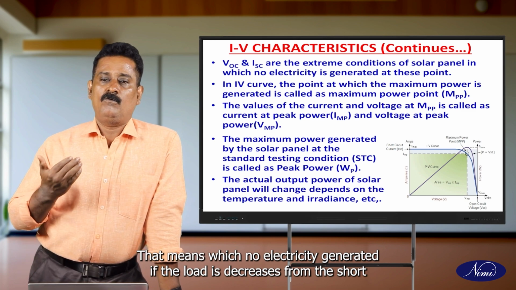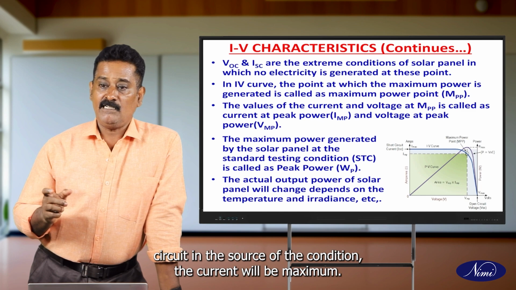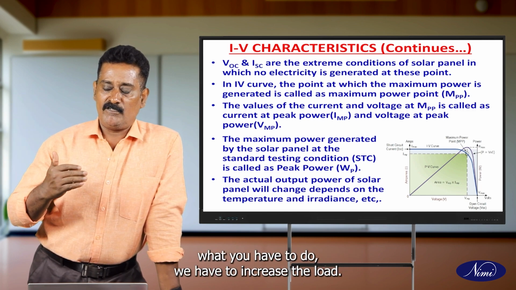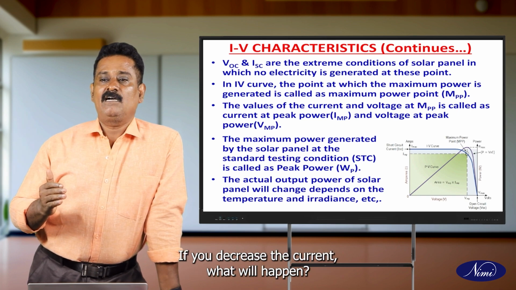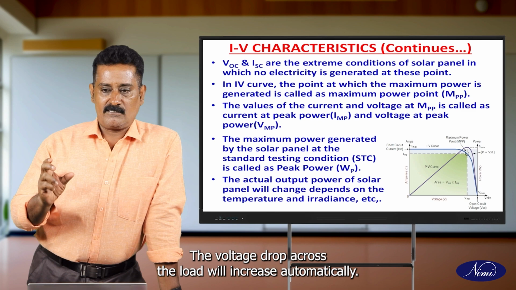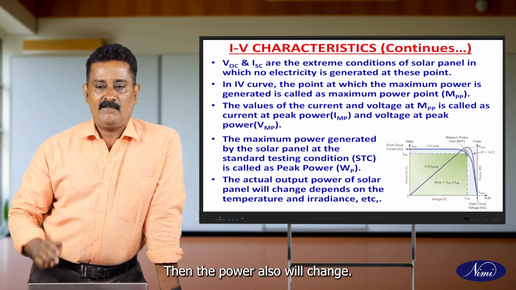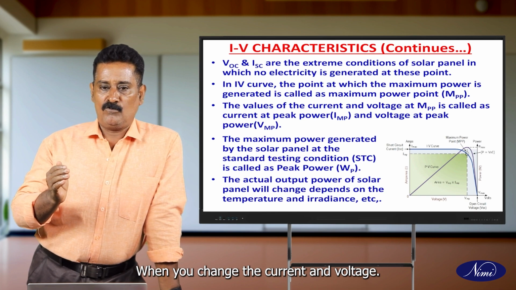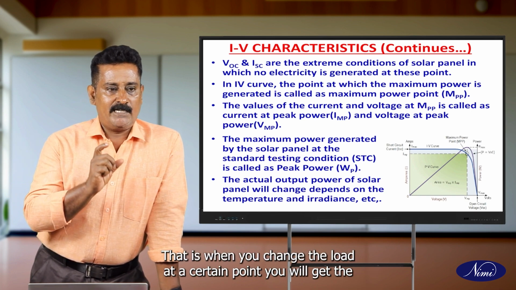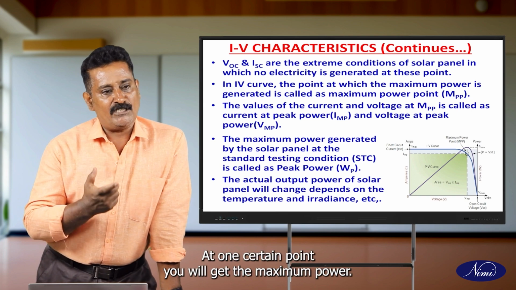In the short circuit condition, the current will be maximum. If you want to reduce the current, what do we have to do? We have to increase the load. If you decrease the current, the voltage drop across the load will increase automatically, then the power also will change. When you change the load, at one certain point you will get the maximum power.